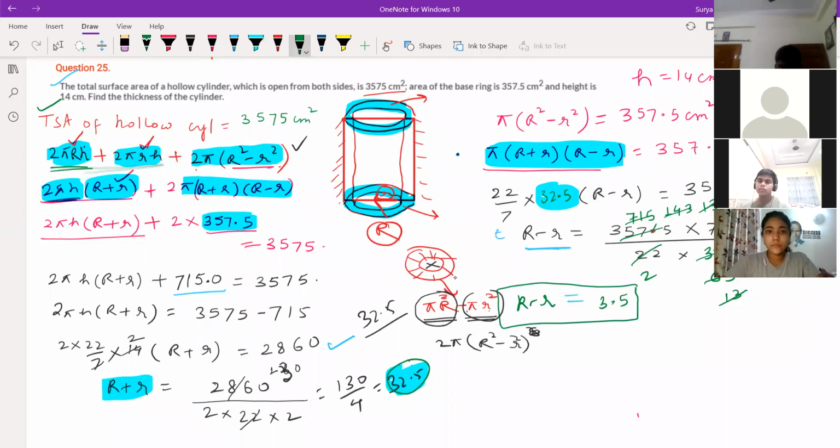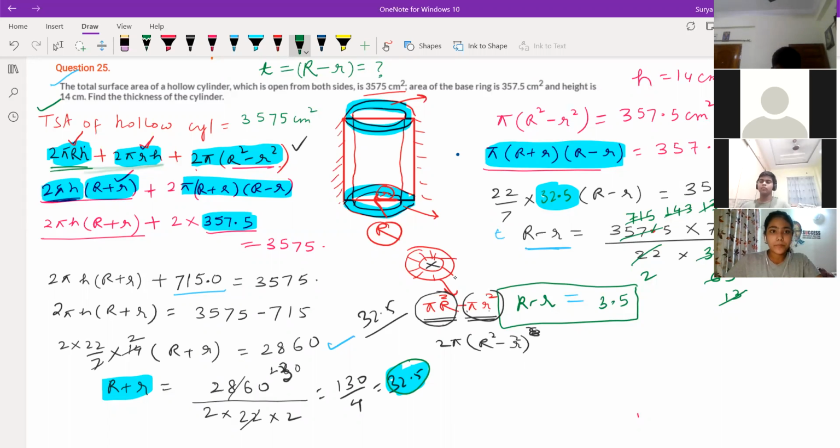Tell me, Deepshika, what do we have to find in the question? The thickness of the cylinder. How can we find the thickness? We have to find it by removing the small r from the big R. Exactly. Capital R minus small r we have to find. This is our aim. Okay.